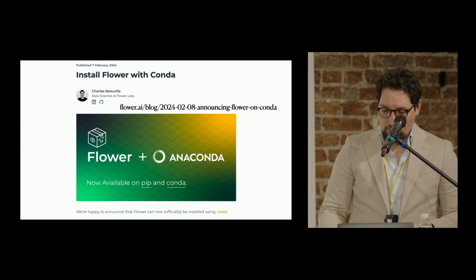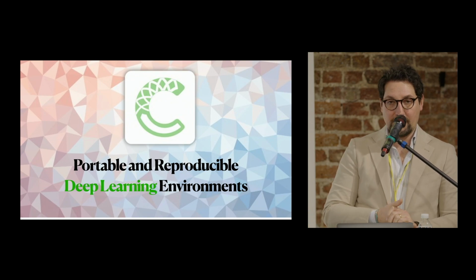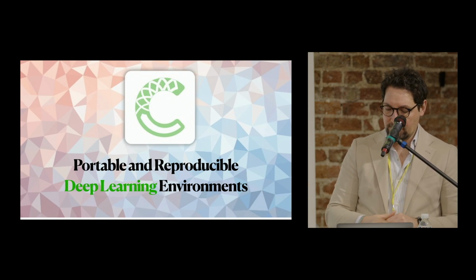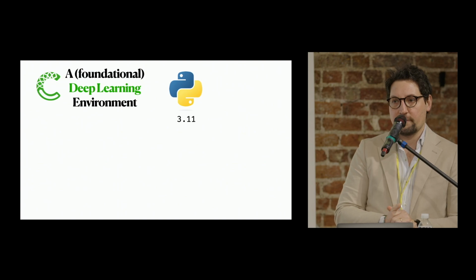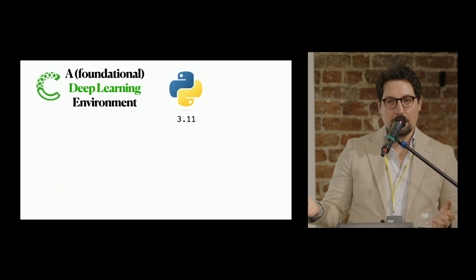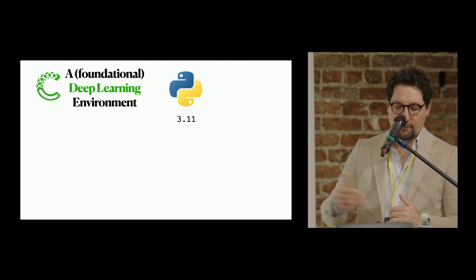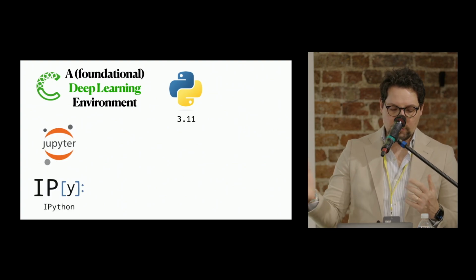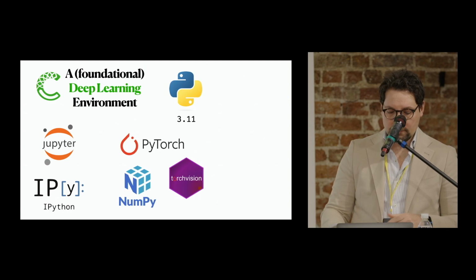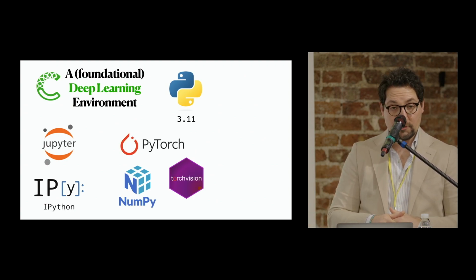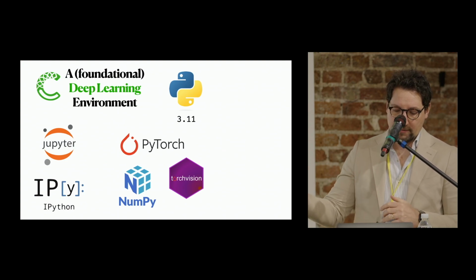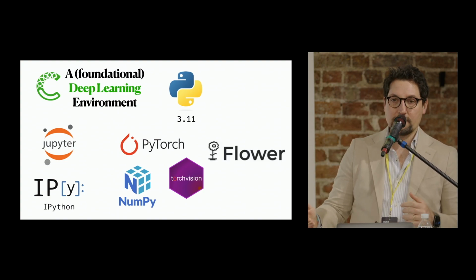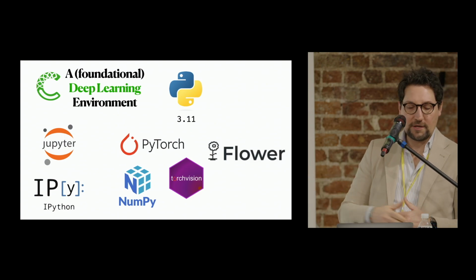So going back a little bit to what we were talking about, portable and reproducible deep learning environments. I'm going to focus very briefly on what I mean by deep learning environment, using a very foundational one. Of course you want Python, for example Python 3.11. And we're going to install in this environment a few other common packages like Jupyter or IPython. Of course, we can have our deep learning framework of choice. I'm going to go for PyTorch, because that's my favorite nowadays. So you can have PyTorch and TorchVision, for example. PyTorch has a dependency on NumPy, so you also get NumPy. And, of course, Flower. We're going to consider this as the reference deep learning environment.